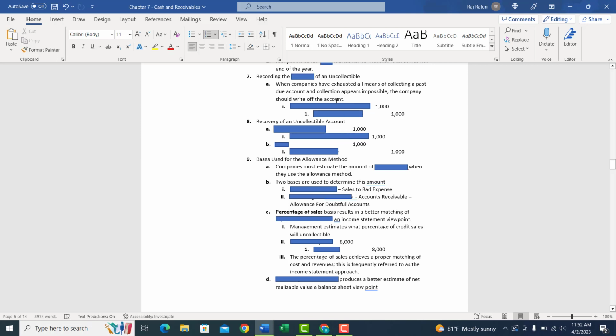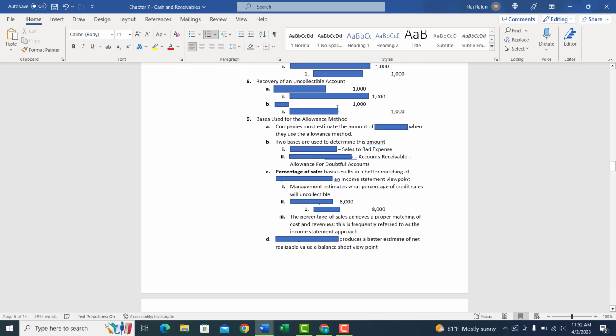Recording the write-off of an uncollectible account. When companies have exhausted all means of collecting past due accounts and collection appears impossible, the company should write off the account. So we booked it, now we have to write it off. So we do an allowance for doubtful accounts, and then we do an accounts receivable. And that can be a specific account now, because we're taking the allowance and putting it into a specific account.